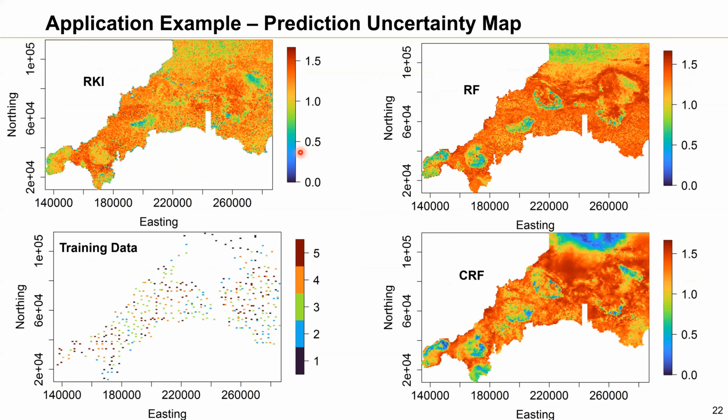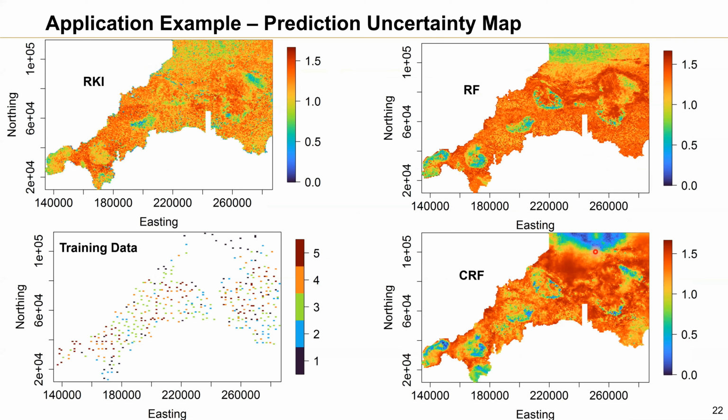Now, we are also able to compute the prediction uncertainty map based on the entropy. This is the one obtained by the regression kriging of indicator; it's a bit noisy. This is the one by the classical random forest, and that's the one with the proposed approach. We can see that when you compare the two maps, the uncertainty is reduced.